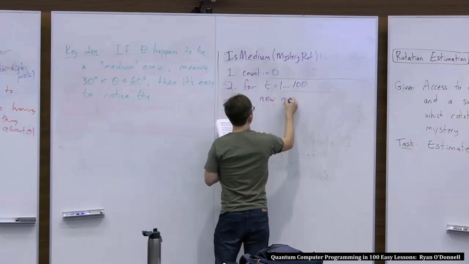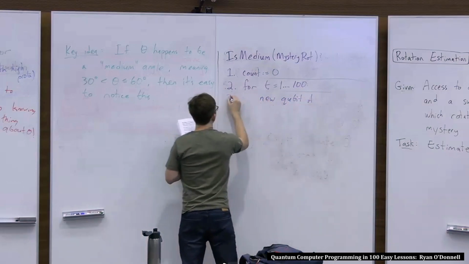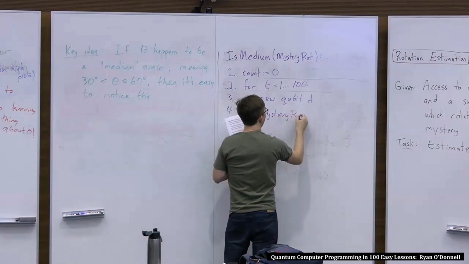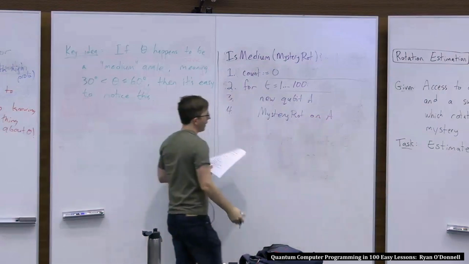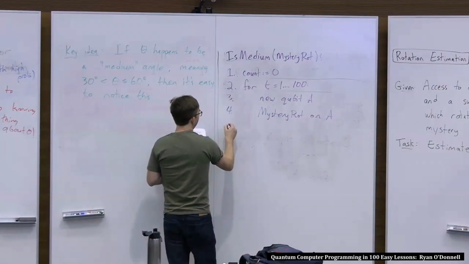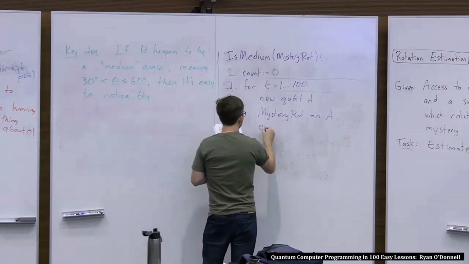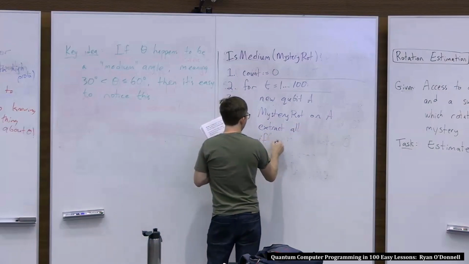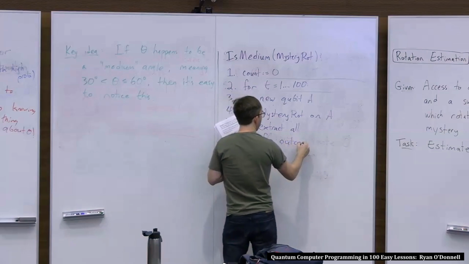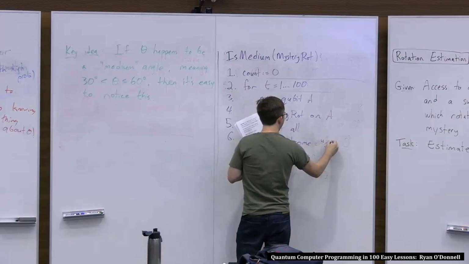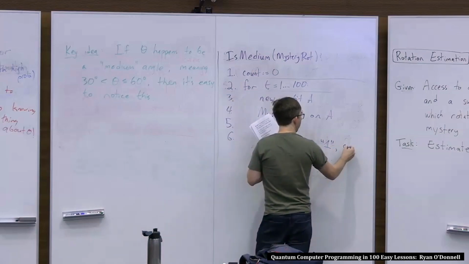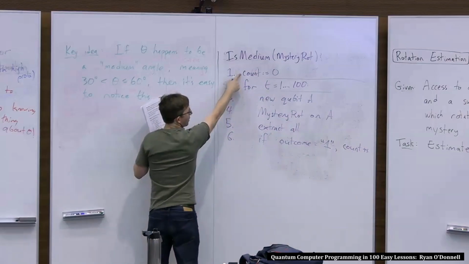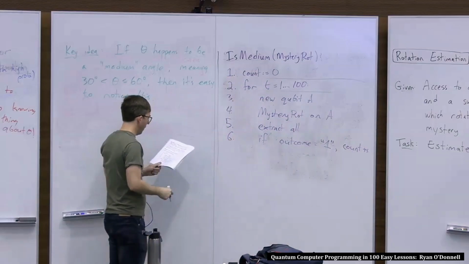We'll make a new qubit A. And we'll apply the mystery rotation to it. So now A's state vector is at angle theta. And then we'll do extract all. And then let's count the number of times we see the outcome 1. So if the outcome of this extract all is 1, then let's increment count. This is a classical line of code. This is classical. This is classical. These are quantum. That's fine.